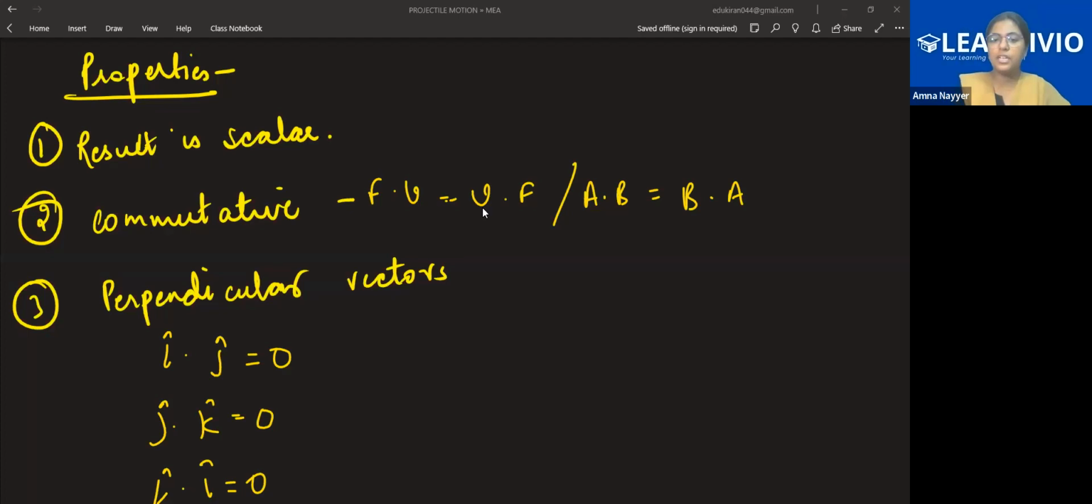So, if these perpendicular unit vectors are multiplied, you get 0. Why am I emphasizing this? Because you will have questions where the Cartesian form is given. So you should know which quantities are 0 on multiplying. So i dot j, j dot k, j dot i, k dot j, all these are completely 0.